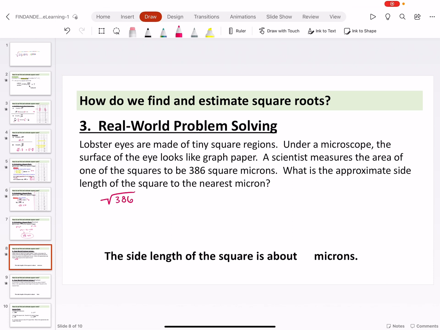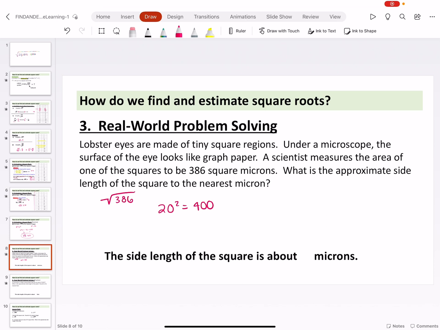So 386, my first thought is that it is very close to 400. And 400 is a number I know easily has a perfect square of 20. So 20 times 20, I will write that out. If I know that 20 squared gives me 400, and that's very close, then I can try one down.